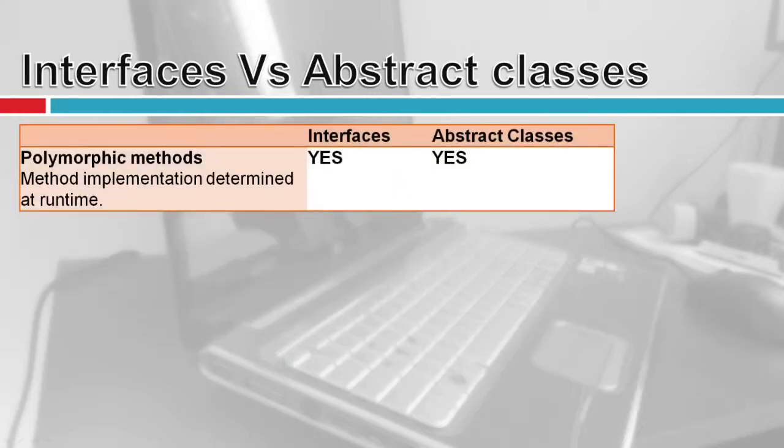Polymorphic methods. Method implementation is determined at runtime. Just like we showed in the demonstration, whether it was an interface or an abstract class, they both determine the method at runtime.